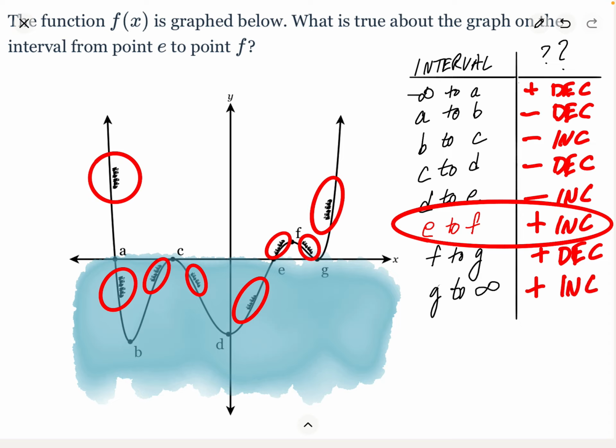So guys, you should be able to do this for every single function that you ever look at. You should be able to analyze it. You pick your interval and figure out what's going on in that interval, okay? I hope this is helpful.